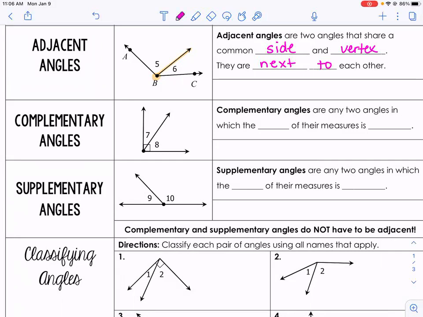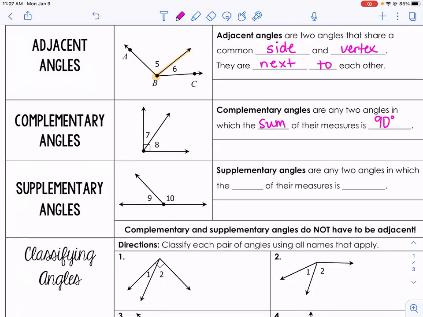Okay, since you know more than I expected you to, complementary angles. Oh, 90 degrees. Wow, you guys are awesome. The sum of their measures is 90 degrees.